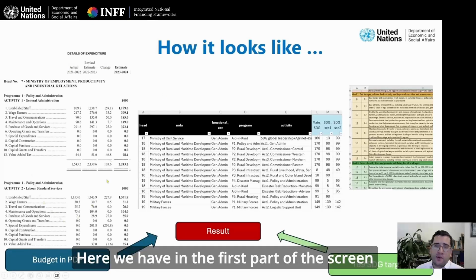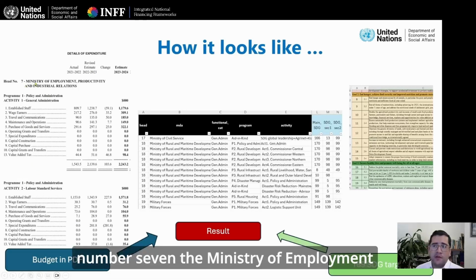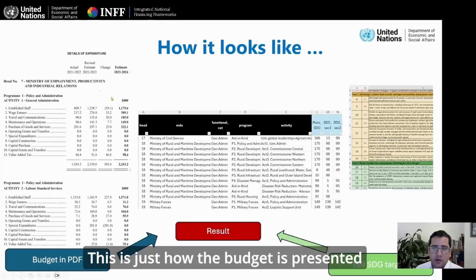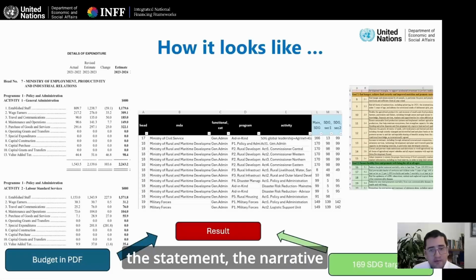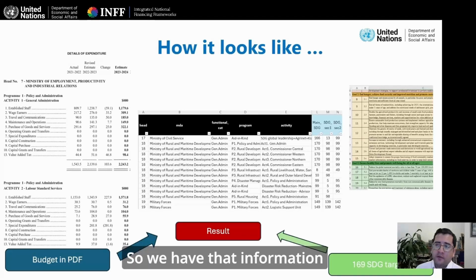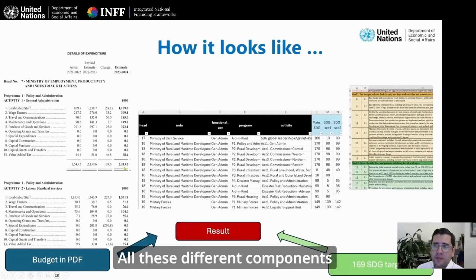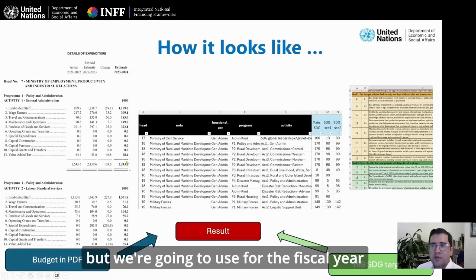Here, in the first part of the screen, we have as an example a page from head number 7, the Ministry of Employment, Productivity, and Industrial Relations, and it gives us a sense of how the budget is presented. As you know, on the first page there is the narrative statement on what the ministry is aiming for in this fiscal year, and we have that information. We're going to use these different components, not all of it, but for the fiscal year that you decide to choose.